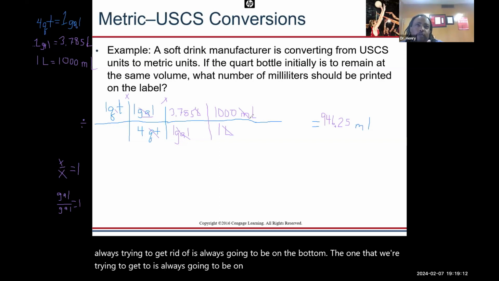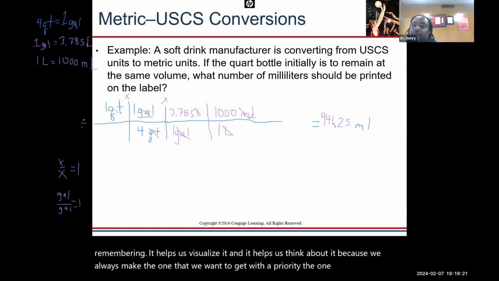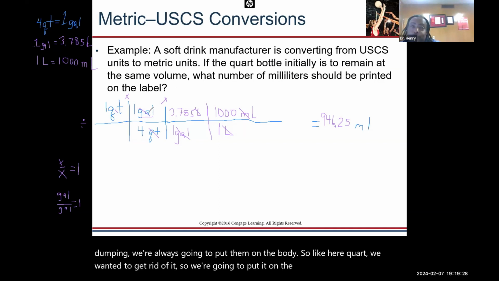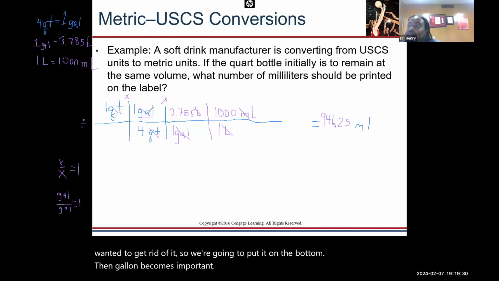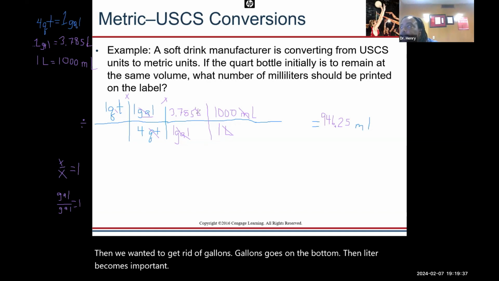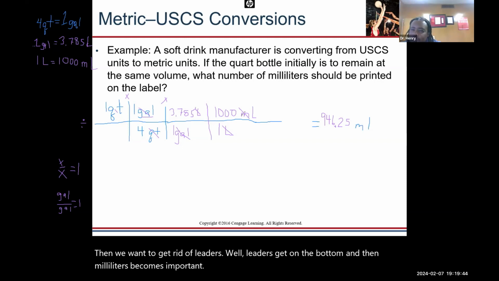And so that's a good way of remembering it. It helps us visualize it because we always make the one that we want to get with the priority. The one that we're dumping, we're always going to put on the bottom. So like here, quart, we wanted to get rid of it, so we put it on the bottom. Then gallon becomes important. Then we wanted to get rid of gallons, so gallons goes on the bottom. Then liter becomes important. Then we want to get rid of liters, so liters go on the bottom, and then milliliters becomes important. Do you guys see the analogy?